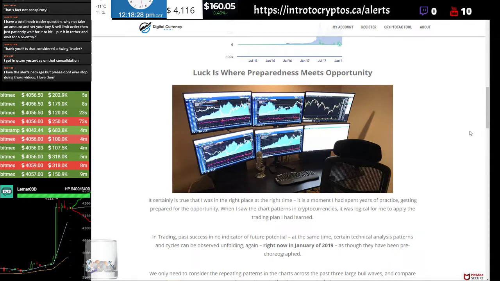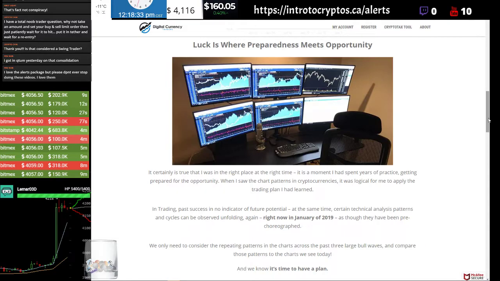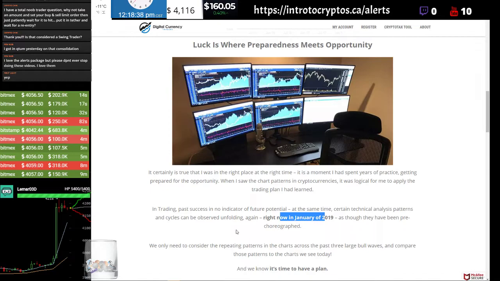Luck is where preparedness meets opportunity. And I would like to have more people be prepared for the opportunities that are coming up right now in January of 2019. You know that in trading, past success is no future indicator of potential for profits in the future. But at the same time, there are some technical analysis patterns shaping up right now that are being observed in the markets that are just as great as they were in March till July of 2017, and I think even bigger bull waves are on the way.